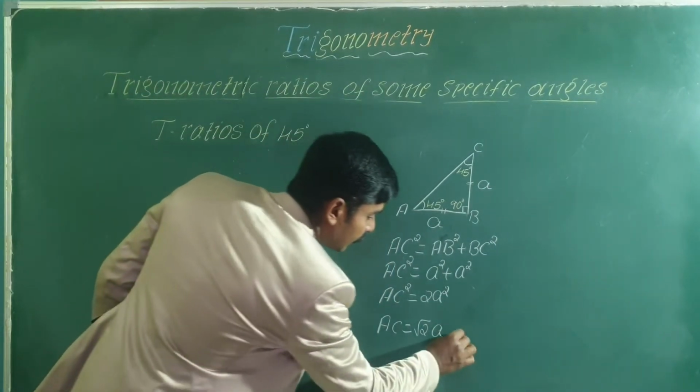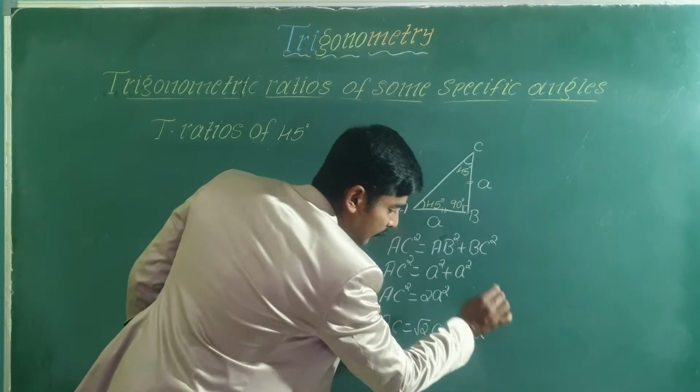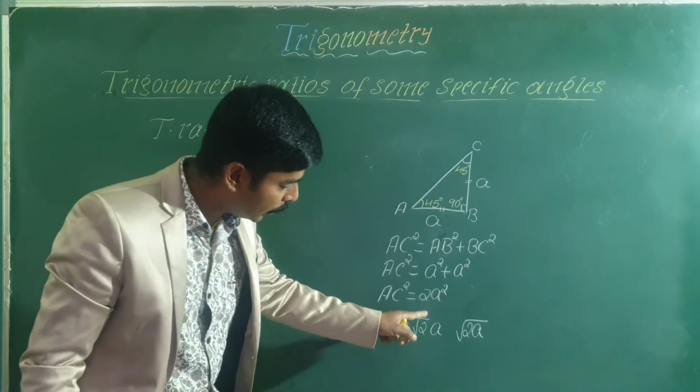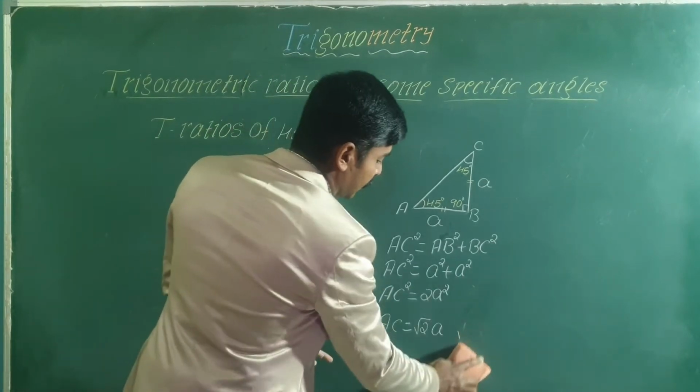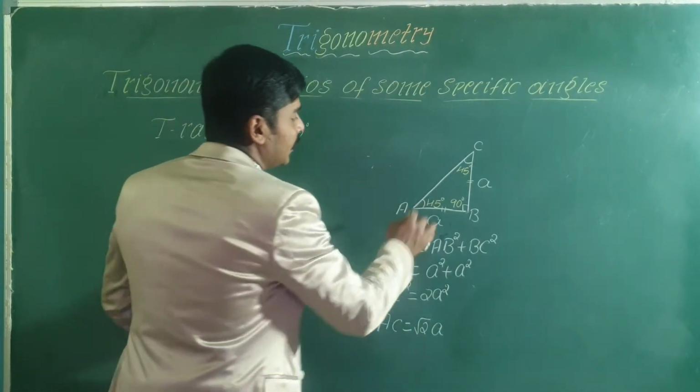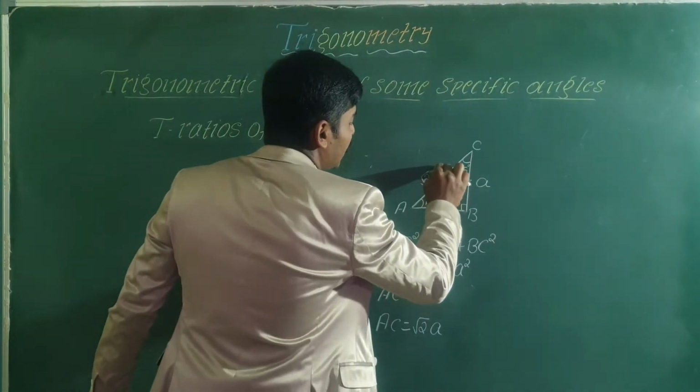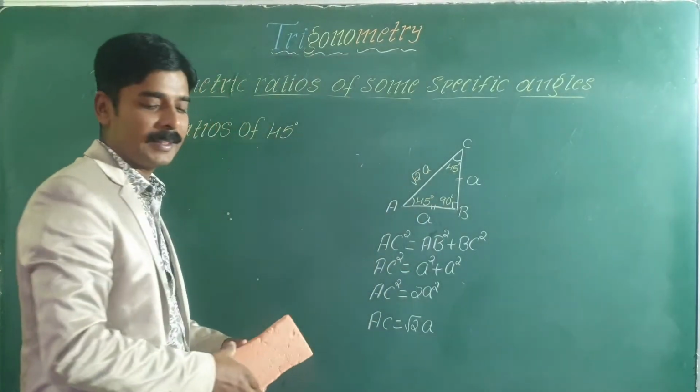Should not write like this, okay? This is wrong. Don't write like this. So you must write root only for 2. So root 2 into A units. So AC is how much? AC is root 2 into A. Now you know all the three sides.